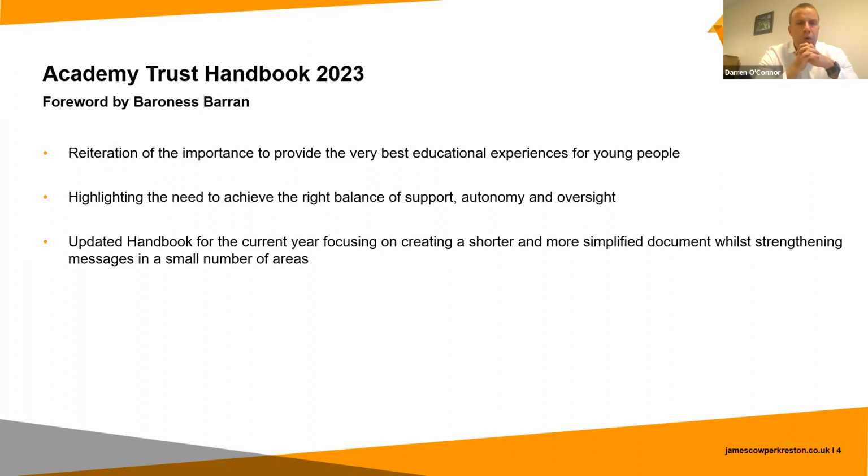But I think as a poll, it would be useful to see the audience's opinion on whether it is actually shorter or more concise. So if we could run the poll now, please. So do you think the Academy Trust Handbook 23 is more concise and easier to read? Three possible answers there: yes, no, not sure. So perhaps if we can launch that poll now, that'd be really useful.